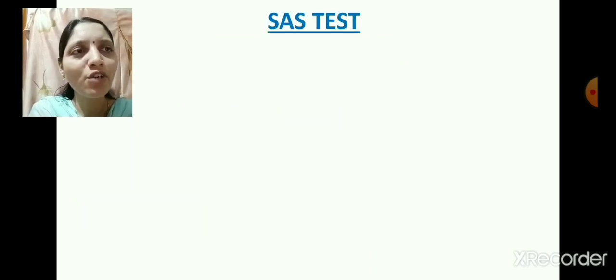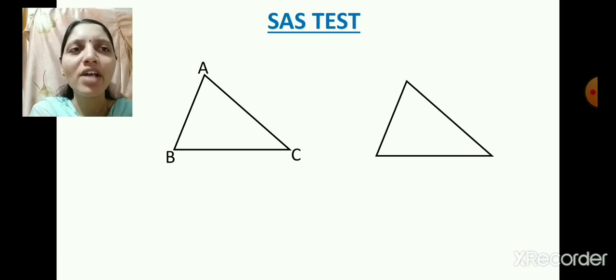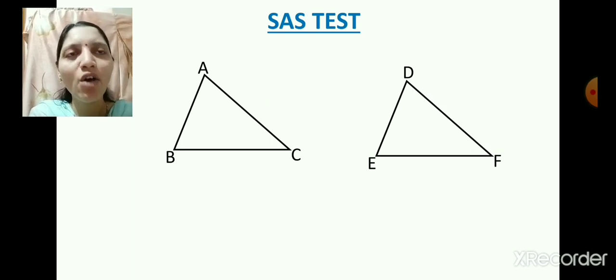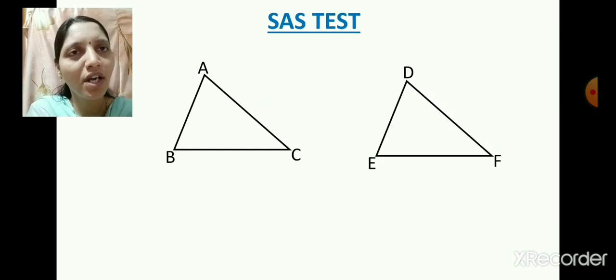Now let's try to understand this with an example. For this, I have drawn triangle ABC and triangle DEF. What does this test tell us? That we have to consider two sides and one angle. This angle should be the included angle. In the previous test we saw the meaning of included. Included means between the two sides; whatever angle we get in between, that angle we have to consider.